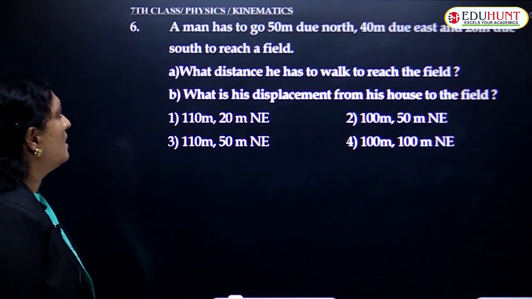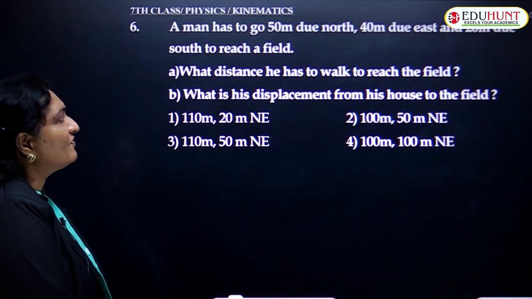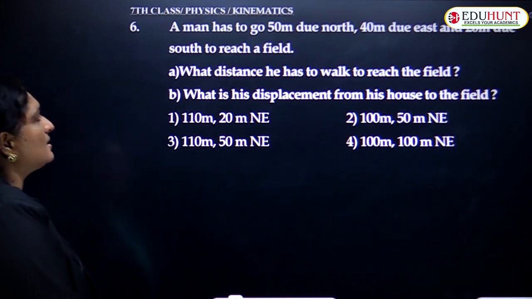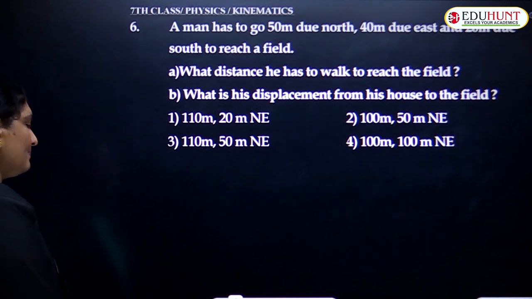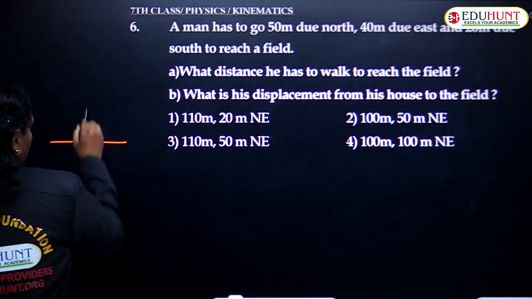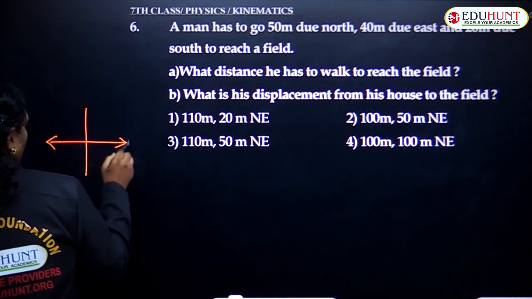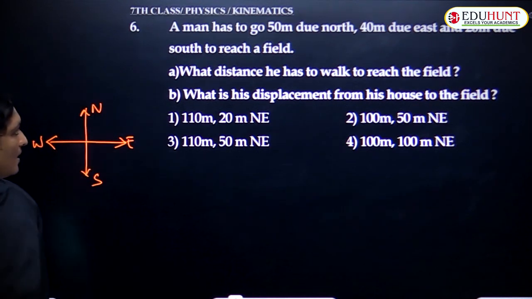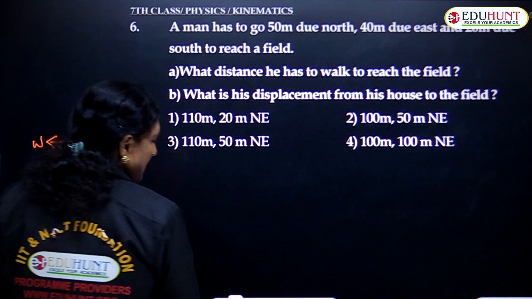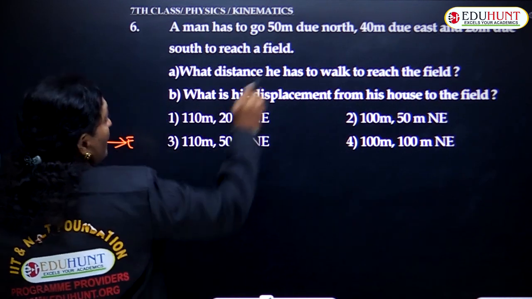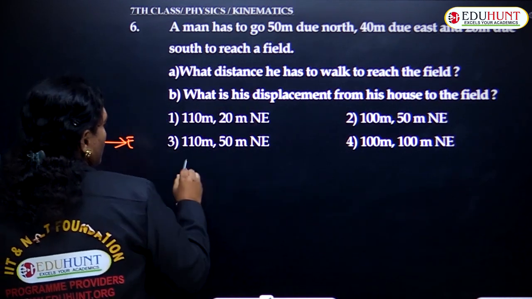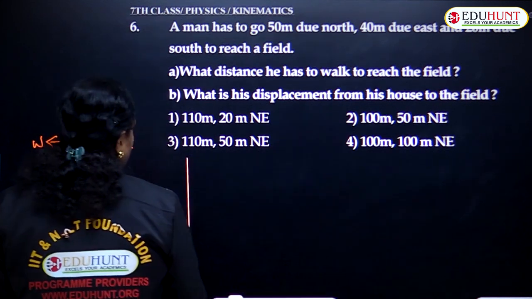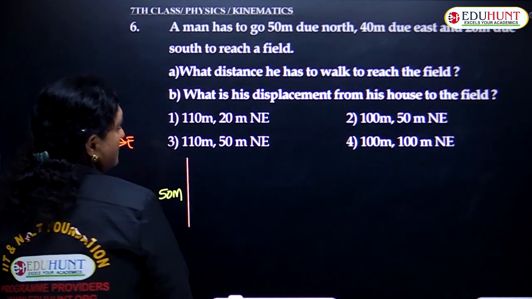Next question. A man has to go 50 meters due north, 40 meters due east and 20 meters due south to reach a field. First of all, again, let us plot the east, west, north and south directions. So what they have given means the man has to go 50 meters due north. Initially, north direction, how much? North direction was given to be 50 meters.